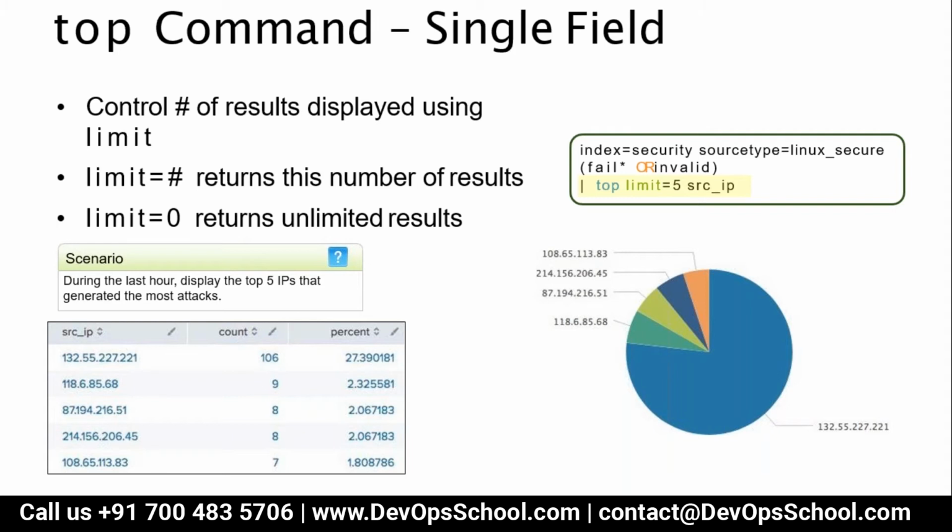Now there's one scenario: during the last hour, display the top 5 IPs that generated the most attacks. So you're trying to get this data. Again, you can access this data on the Linux sample data which you downloaded yesterday. Here what you can do is, index is equal to security, source type is Linux secure, then failed and invalid, and then top limit is equal to 5 by source IP. So from which IPs have the most attacks been generated. This is how you get it.